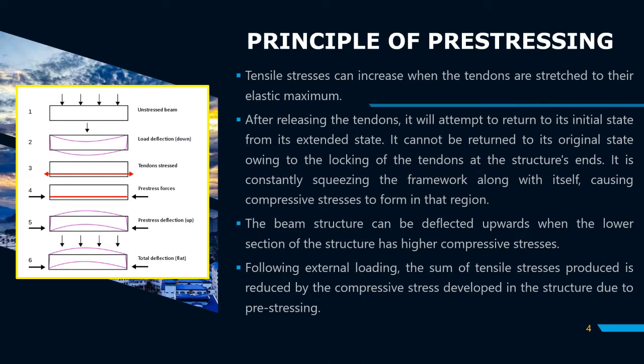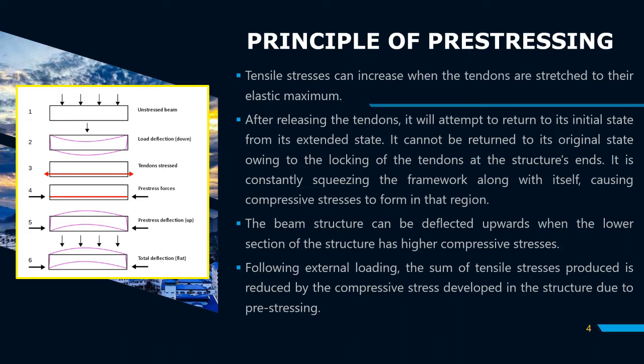Due to the weakness of the reinforcement concrete structure, the principle of prestressing is applied to the concrete structure, which is the tensile stress can increase when the tendons are stretched to their elastic maximum. After releasing the tendons, it will attempt to return to its initial state from its extended state. It cannot be returned to its original state owing to the locking of the tendons at the structure's end. It is constantly squeezing the framework along with itself, causing compressive stresses to form in that region.